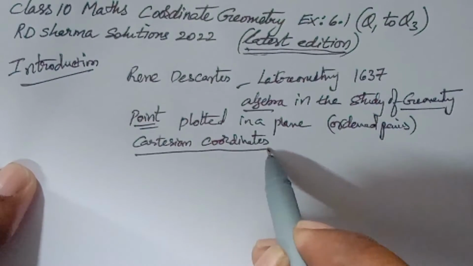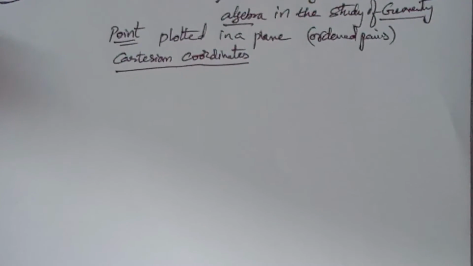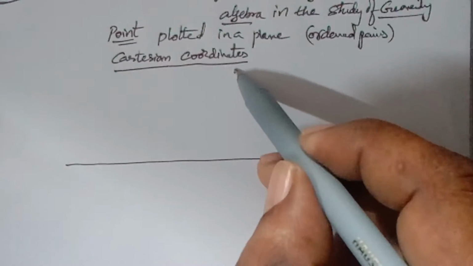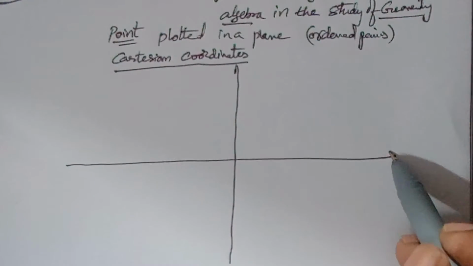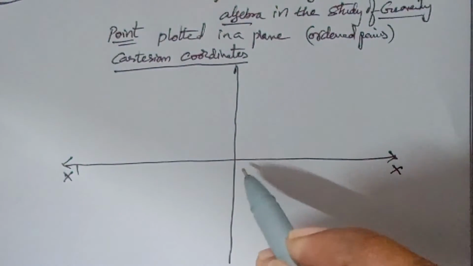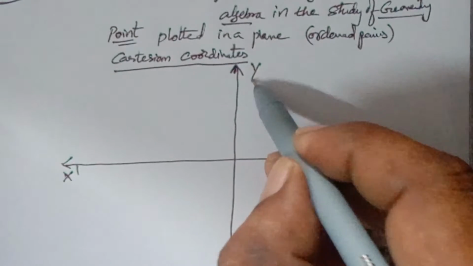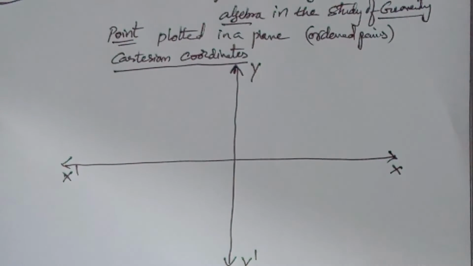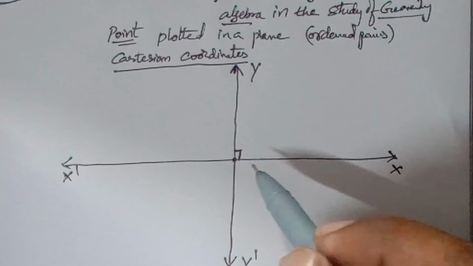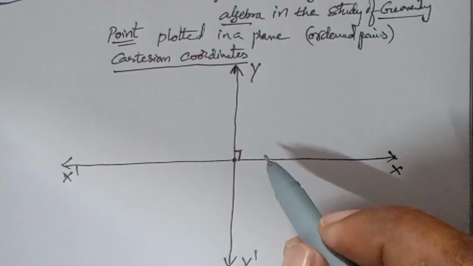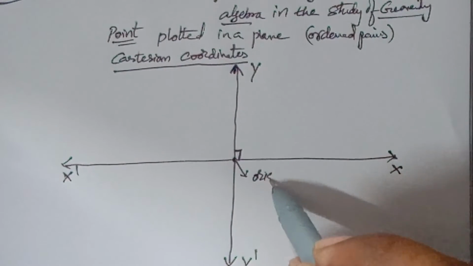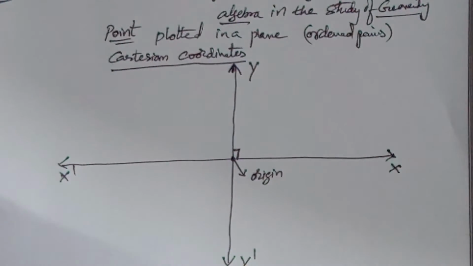So what are these Cartesian coordinates? They are nothing but two number lines, one horizontal and one vertical. The horizontal number line we call the x-axis, and the vertical line we call the y-axis. Both are mutually perpendicular to each other, and the point where they intersect we call the origin.